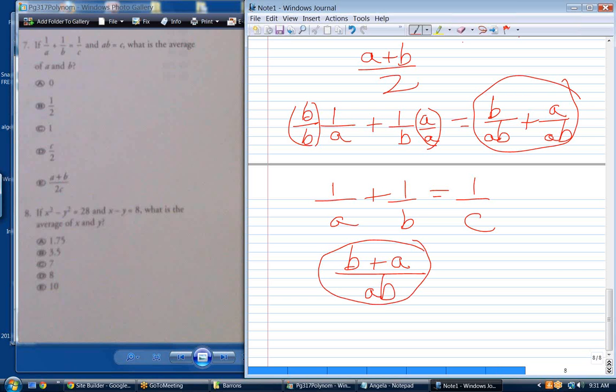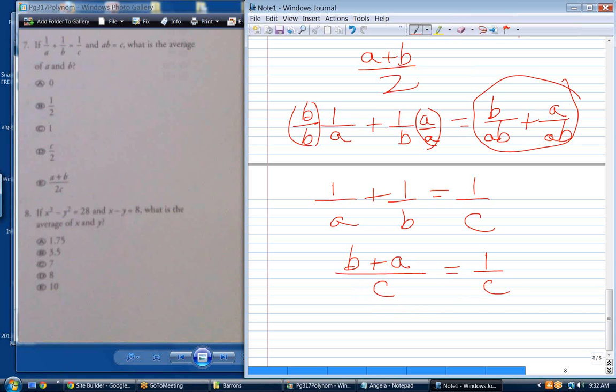Okay? And now notice that they've given us what AB is. It's C. So I can substitute C for this AB. So first of all, let's finish that, and then I'm going to substitute C for this.